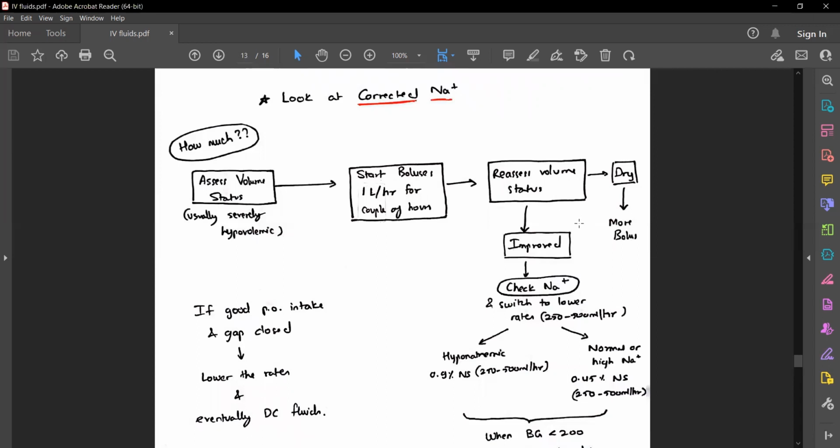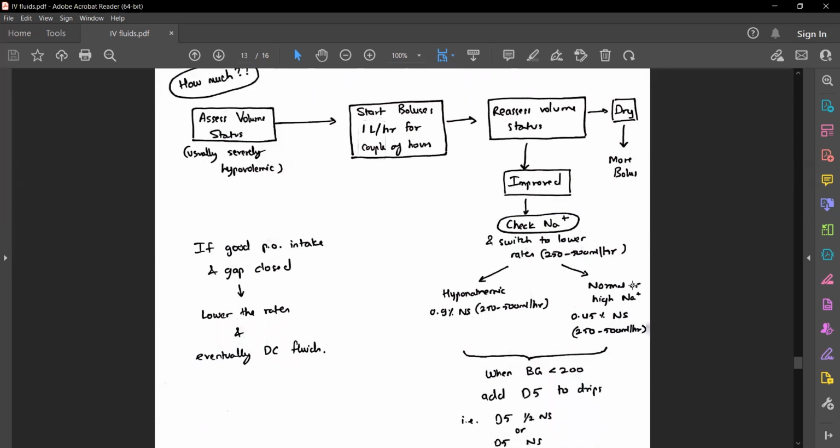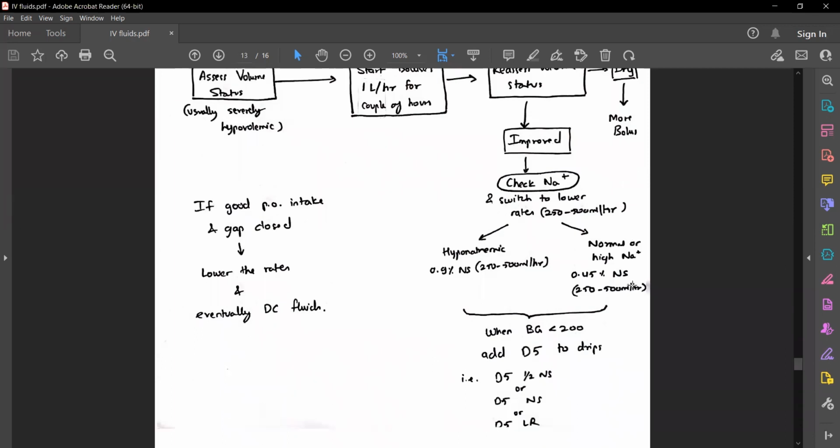If they are dehydrated, you would give them more resuscitation fluid. If they have improved, then starting with the maintenance fluid, you would check what their sodium is and you would switch it to lower rates. If the patient is hyponatremic, then of course you would use 0.9% normal saline. You could run 250 to 500 ml per hour for a couple of hours. If the sodium is normal or if they have high sodium, then you would use half normal saline, about 250 to 500 ml per hour.